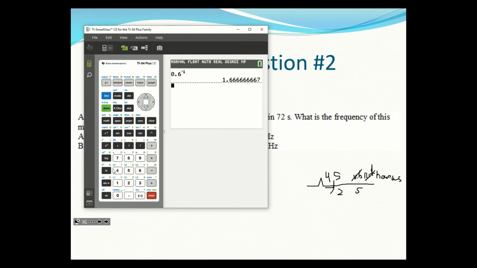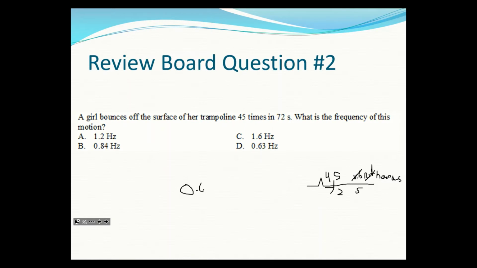And when we go 45 divided by 72, we get a frequency of 0.625. So that's how many bounces she does every 1 second, right? So D is the correct answer.